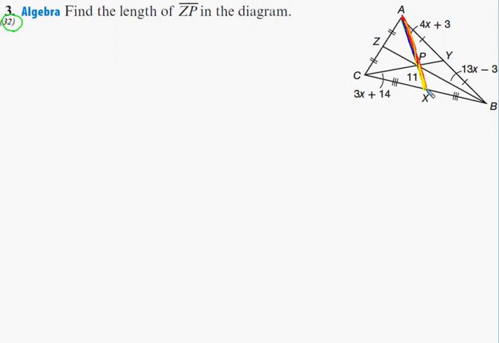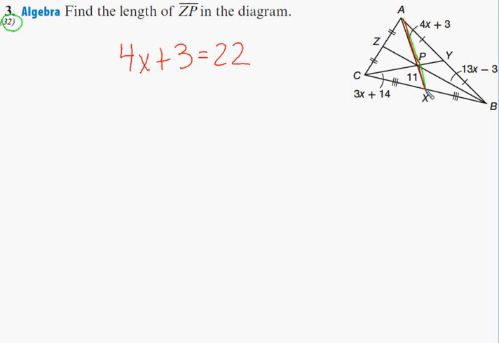But we don't even want to know anything about AP or PX. We want to know about ZP. The reason that I started with all of this information is that you have to find X before you can find anything else. And this was the only segment that had enough information to let you solve for X. Do you understand that 4X plus 3 is equal to 22? 4X plus 3 equals 22 because AP is twice as long as PX.